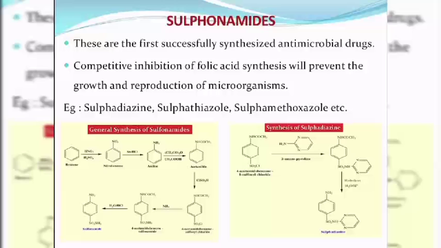Once the sulphonamide drug gets into our body, it is going to interfere with folic acid synthesis. This leads to the competitive inhibition of growth and reproduction of the microorganisms which cause various diseases. For example, Sulphadiazine, Sulphathiazole, Sulphamethoxazole, etc. These are some of the examples of sulphonamides.